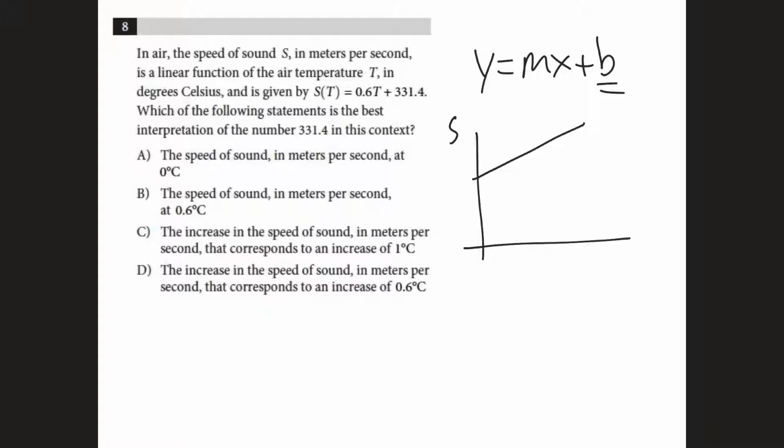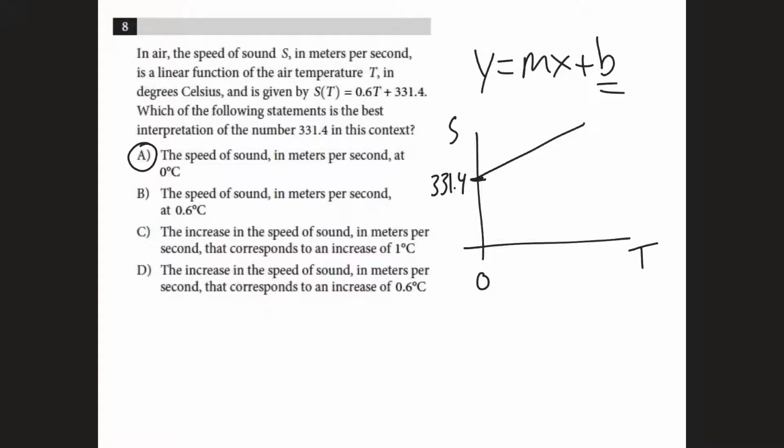That's fine. And we know that the output is speed. The output of this function is speed, and the input is temperature. So then what this is saying is that at 0 degrees temperature, the speed is going to be equal to 331.4. Okay, let's look at this. So A, the speed of sound in meters per second at 0 degrees Celsius. Yes, that looks like our solution.